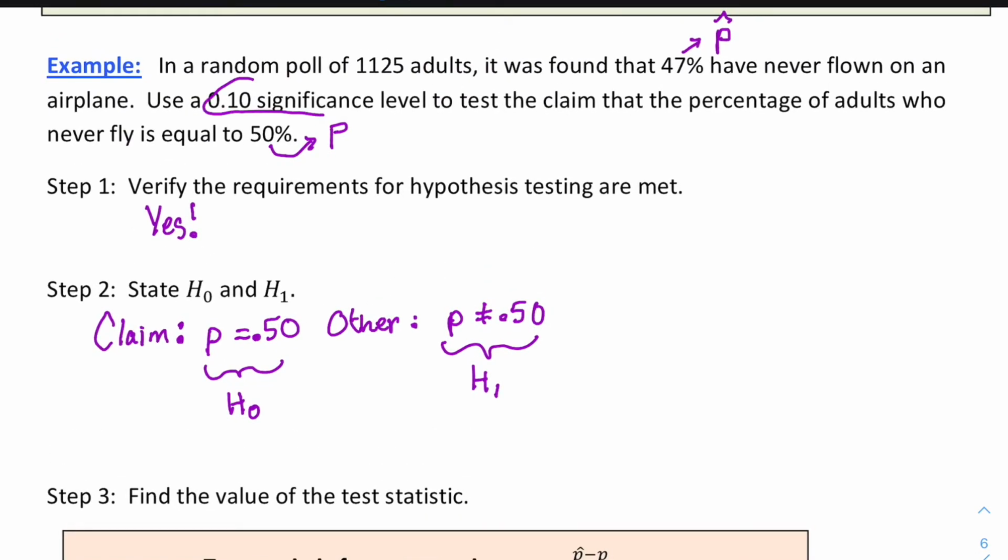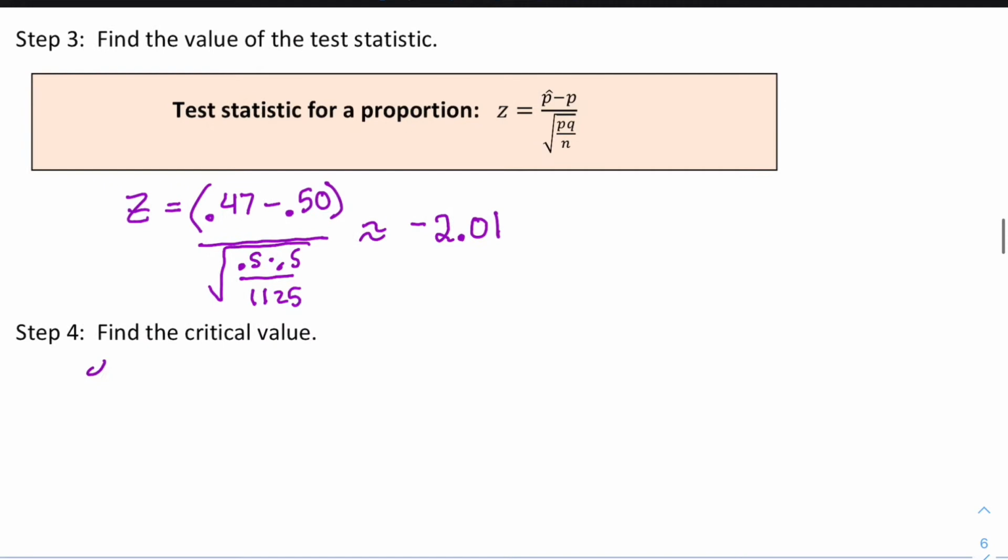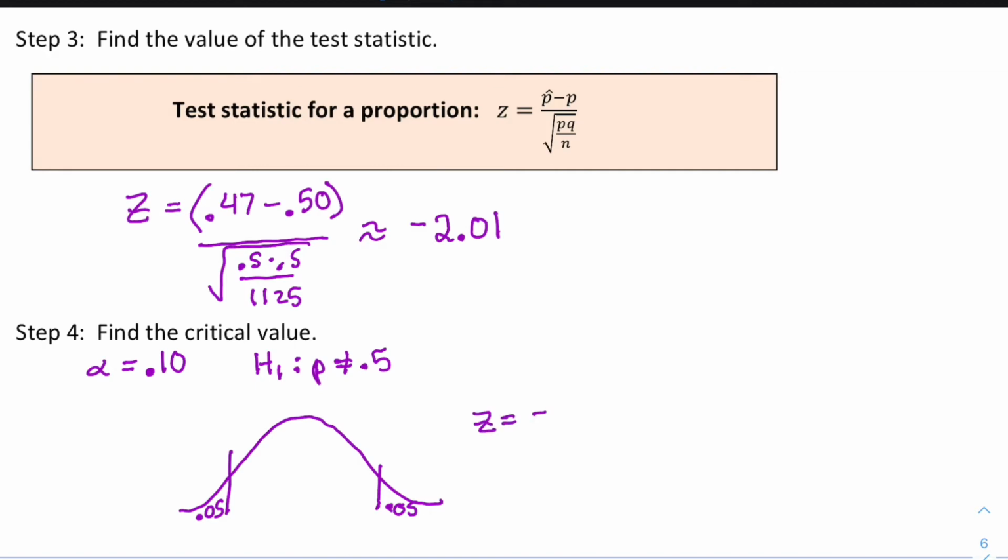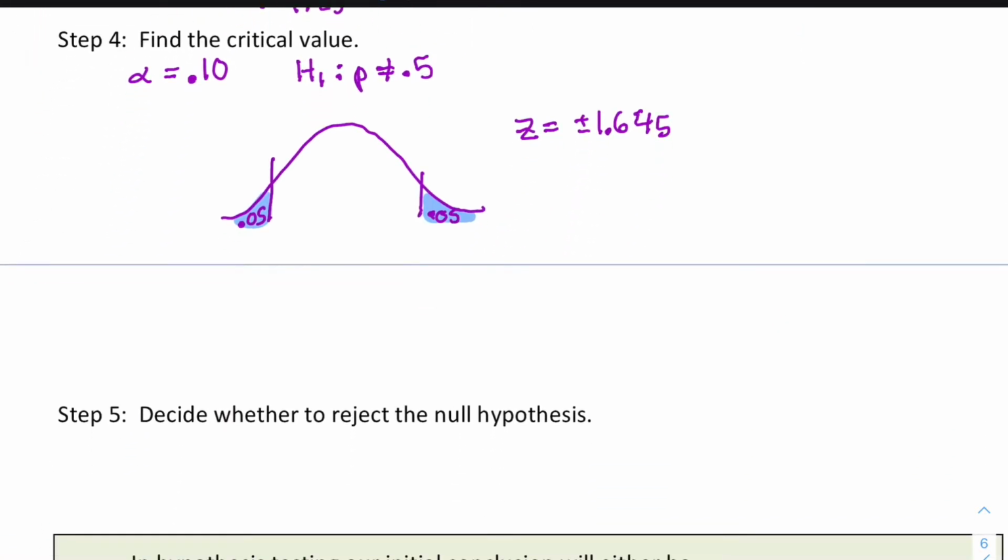For our critical value, we need to look at our significance level and our alternative hypothesis. Our significance level, alpha, is 0.10, and our alternative hypothesis is not equal to, which means we're going to take that 10%, split it in half, and put it in each tail, because we're rejecting our null hypothesis if it looks like p is either greater than or less than 0.5. In either case, we'll reject our null. That means our critical value, if you look at your normal distribution table, is going to be positive and negative 1.645. We'll reject our null if our test statistic falls into either one of those regions.